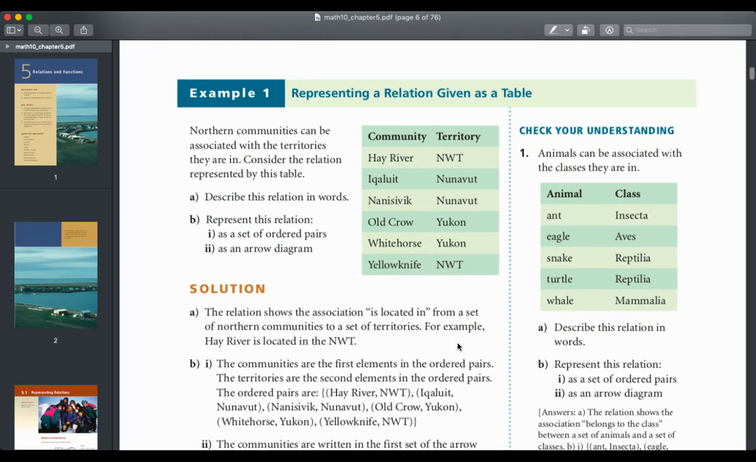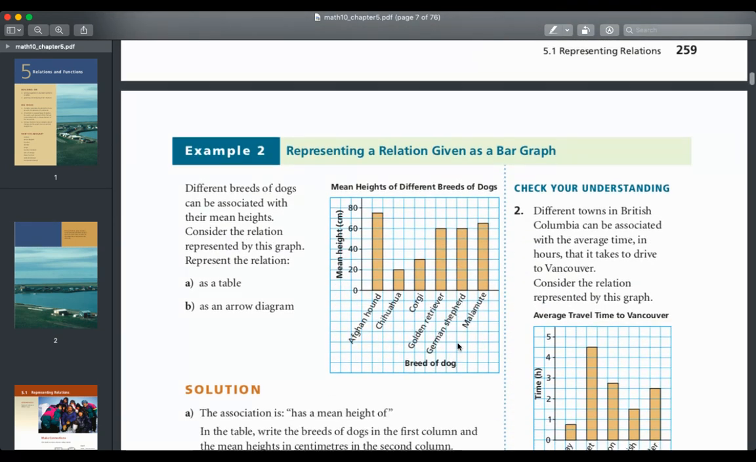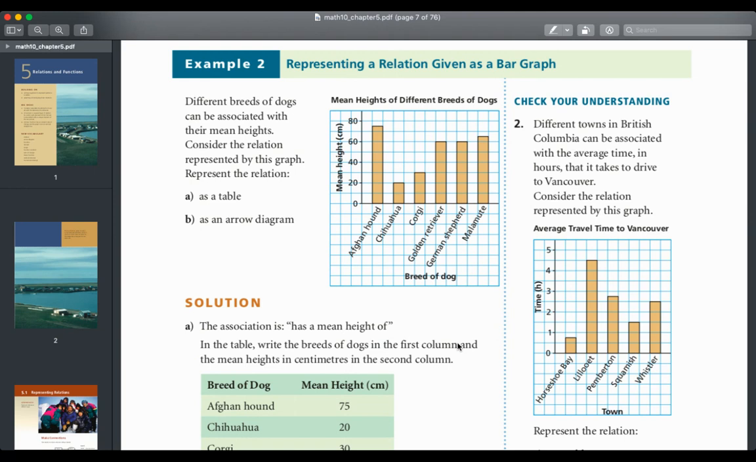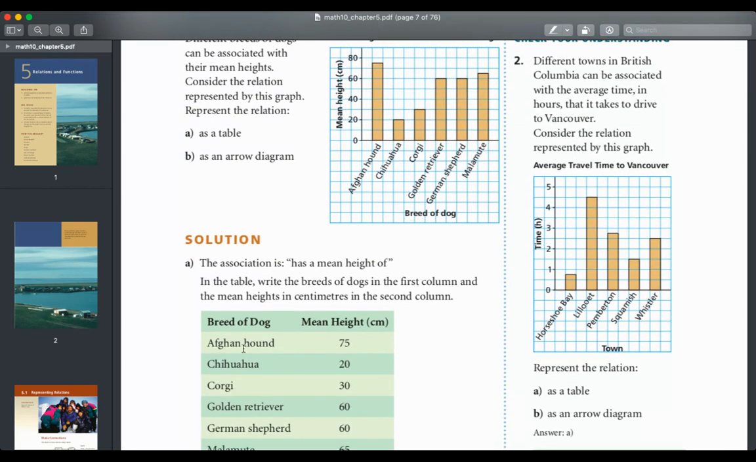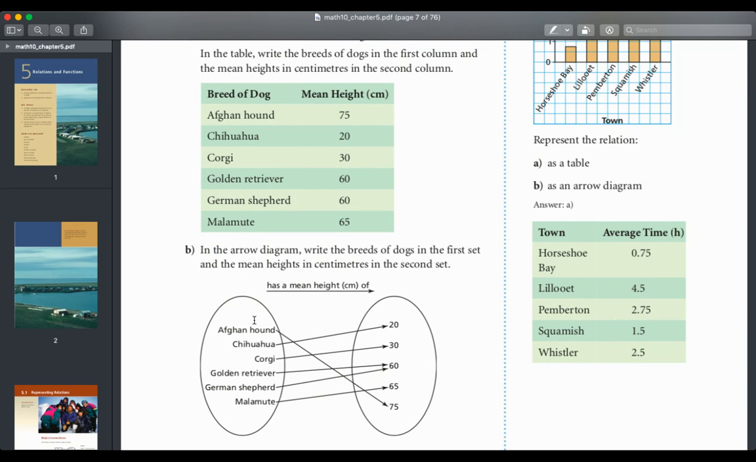There are also ways to represent relations that are graphing methods. For example, here we have a graph of different breeds of dogs that can be associated with mean or average heights. That's what the word mean represents right here. Mean means average heights. So looking at this, how could we represent it as a table? Well, Afghan Hound looks like their average height is 75, Chihuahua average height of 20. And so again, your x is your first column and your y is your second column, the independent and the dependent values here. And then as an arrow diagram, the same type of thing.